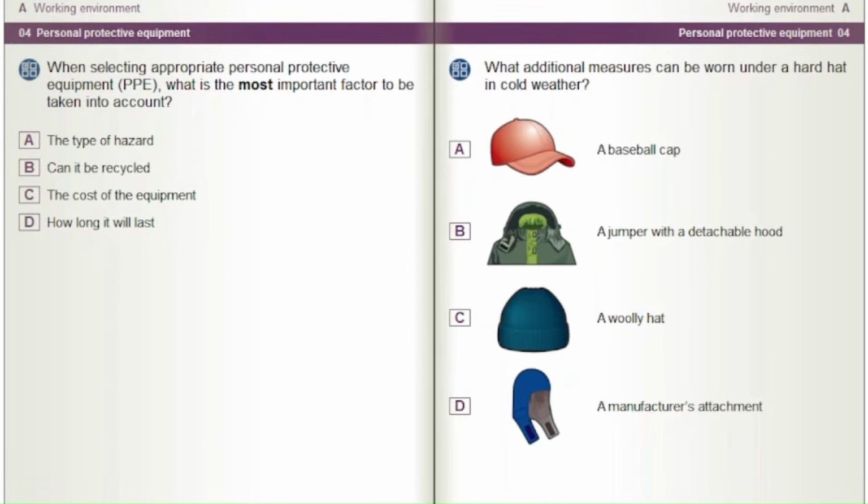What additional measures can be worn under a hard hat in cold weather? A baseball cap. A jumper with a detachable hood. A woolly hat. A manufacturer's attachment.